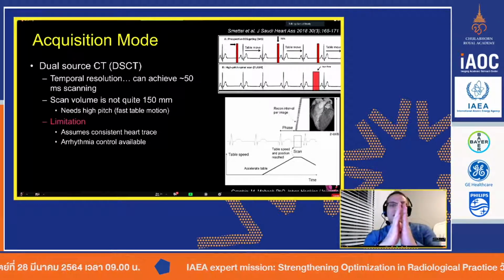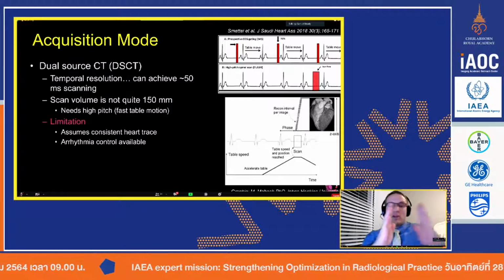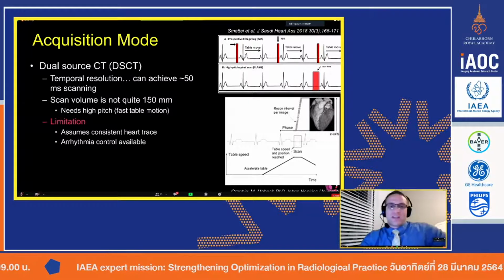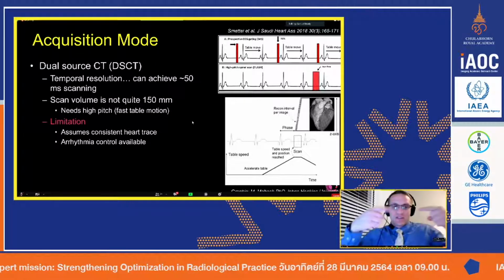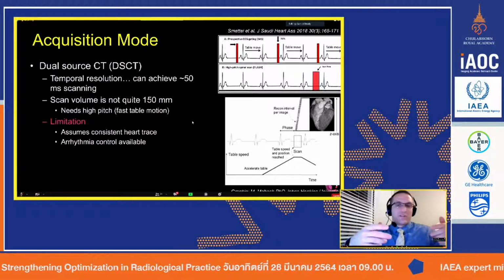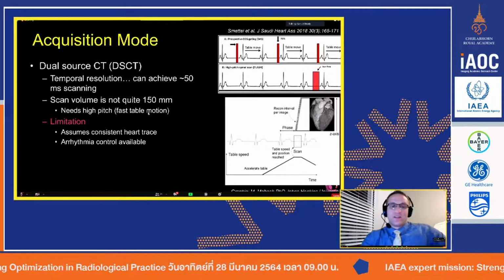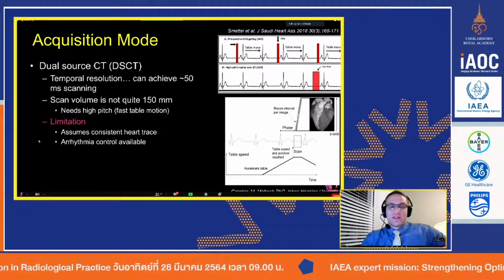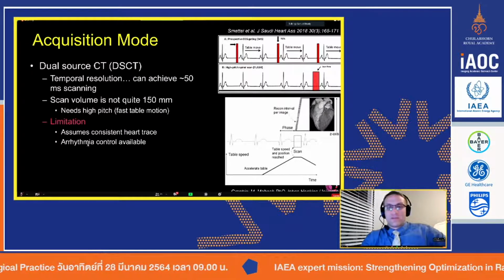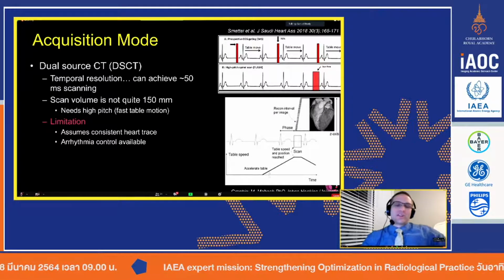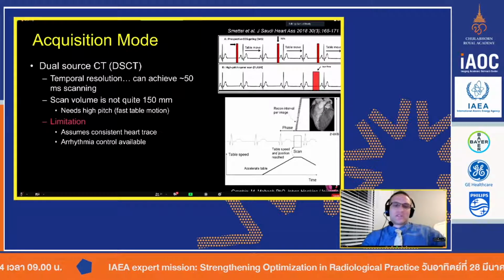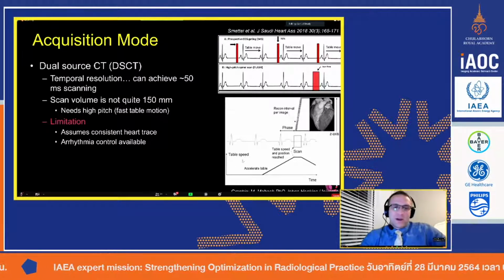Your detector might not be wide enough to collect all the data, but you're pushing the table through fast enough. If you can't collect it all in a single rotation, the only other option is to move that table faster, and this system is really good at that. The only issue, though, is if you throw in arrhythmia, the system might pass the patient through, but it might not actually acquire the data and has to stop, back up, and start over again. But that's a minor limitation, I think.